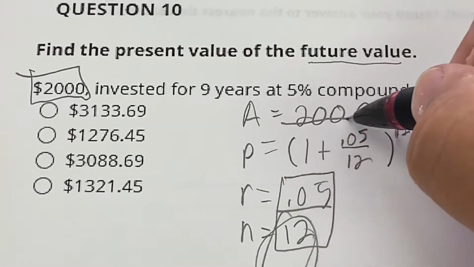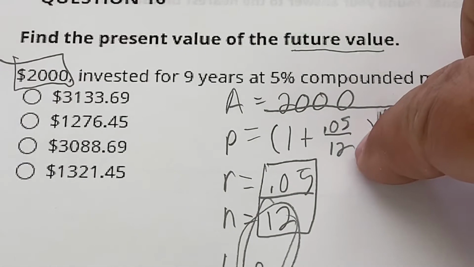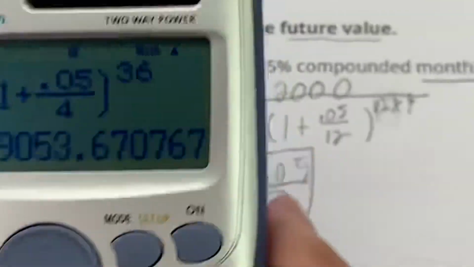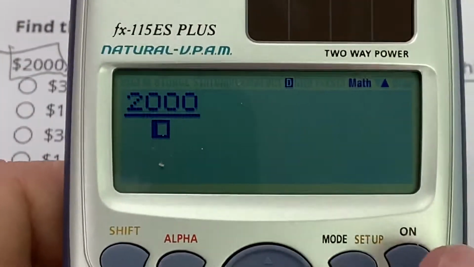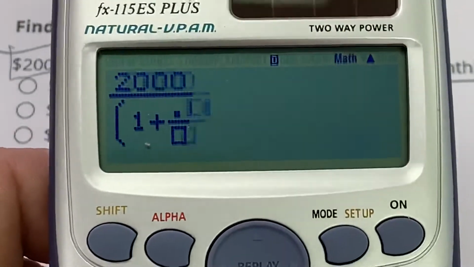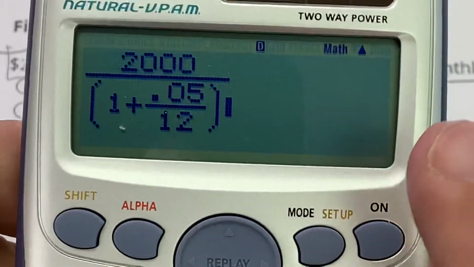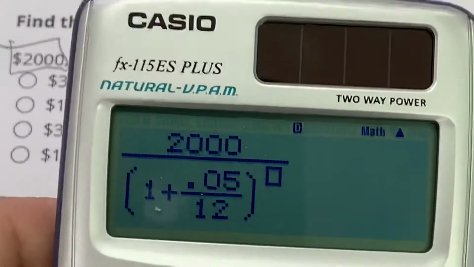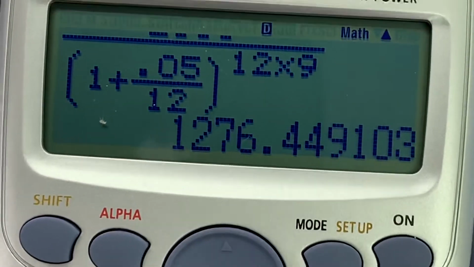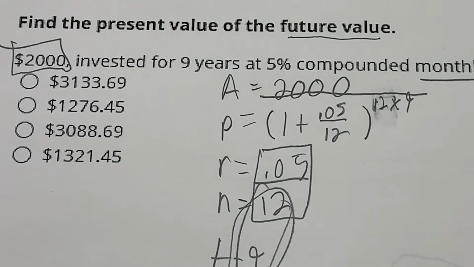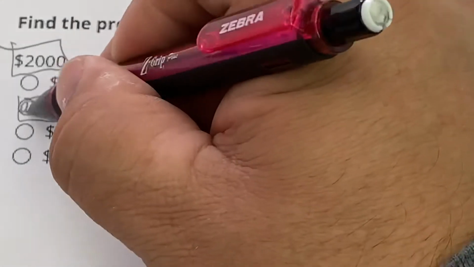And here's the secret. To find the present value, you divide that function by the future value. So you're going to hit the fraction bar. You're going to put the $2,000 on the top. You're going to down arrow, open parentheses, 1 plus fraction bar, 0.05 over 12, right arrow, close parentheses, X box. And now I'm going to put 12 times 9 up in that X box. Hit equals. So you had to invest $1,276, 9 years ago to make $2,000 at 5%.